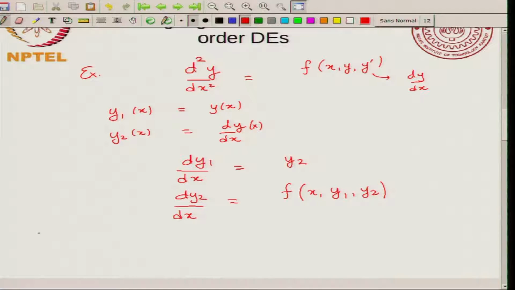So, what this means is that you can convert a second order ODE into two first order ODEs.